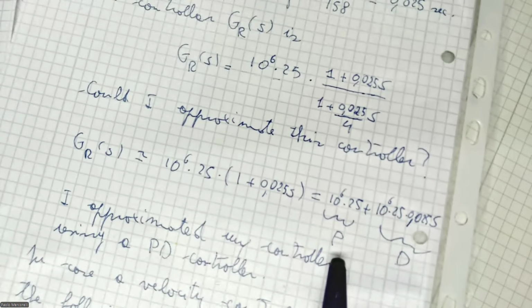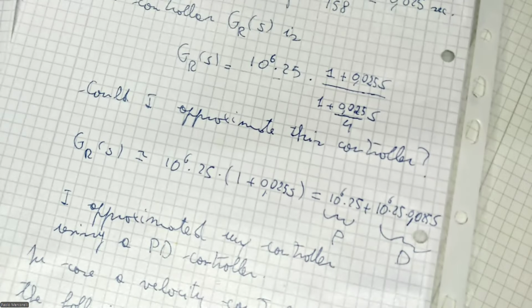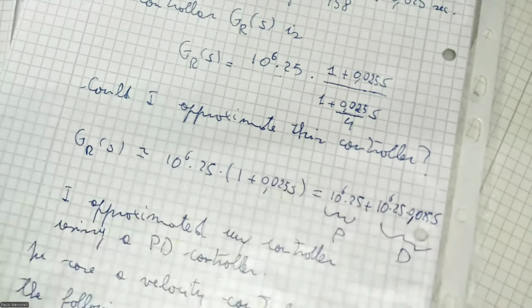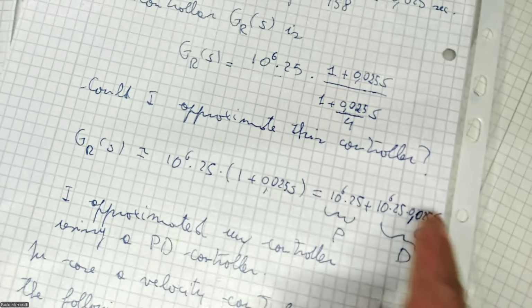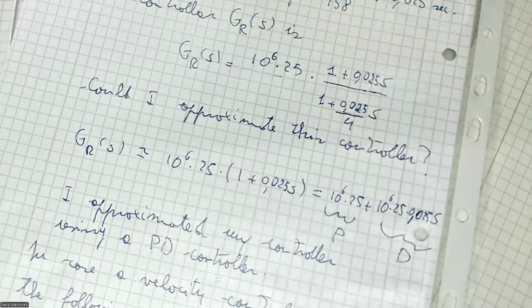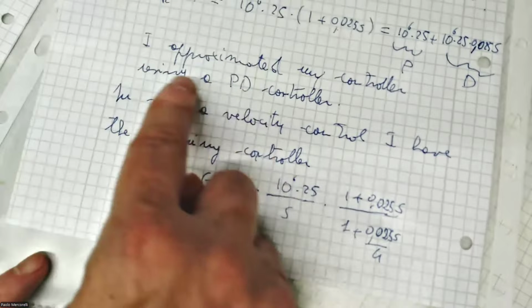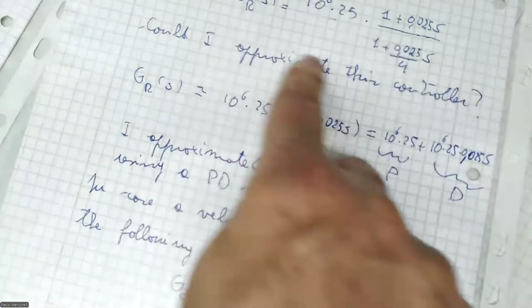Excuse me, PD is typically a PID controller. We set the integral to 0. We set the P to this value with the resistance and so on, and we set the derivative with this coefficient here. Or we realize it in discrete form, and we have to discretize this controller here. This is another chapter of control systems. Yeah, PD is an approximation of this.